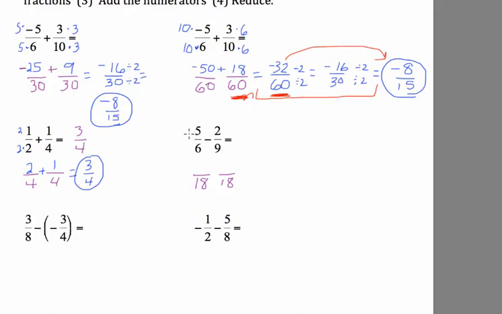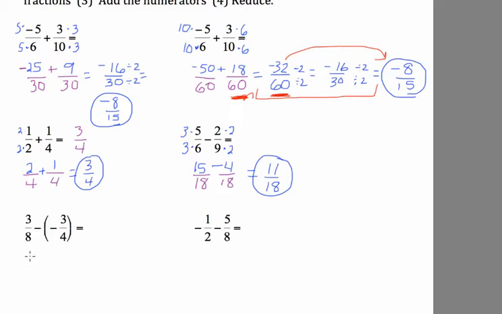Now I need to unreduce. Turn 5/6 into 18ths. 6 gets turned into 18 by multiplying by 3. So 3 times 5 is 15. 9 gets turned into 18 by multiplying by 2. So multiply the numerator by 2 as well. Get your sign in there correctly. And your answer is 11/18, which does not reduce.